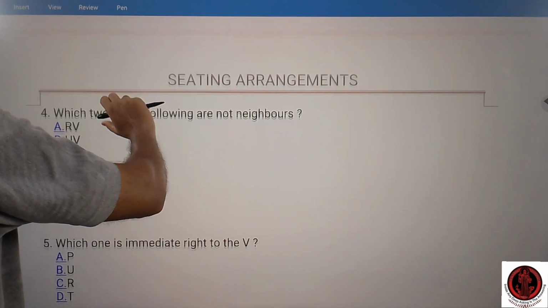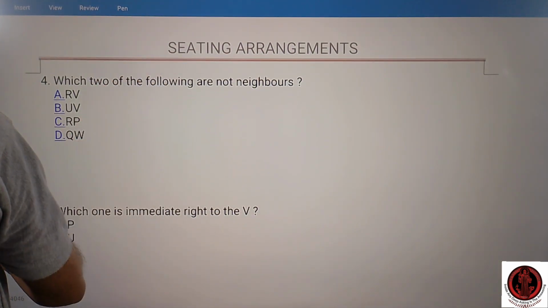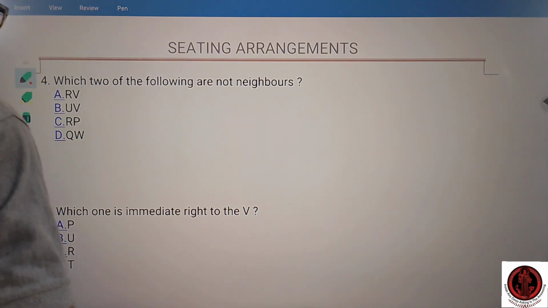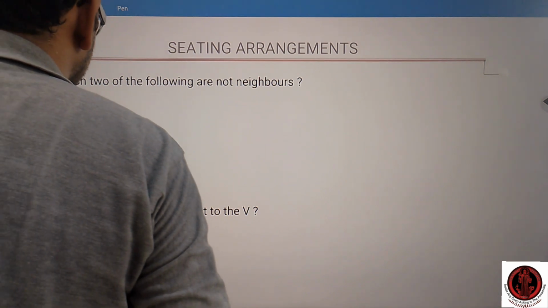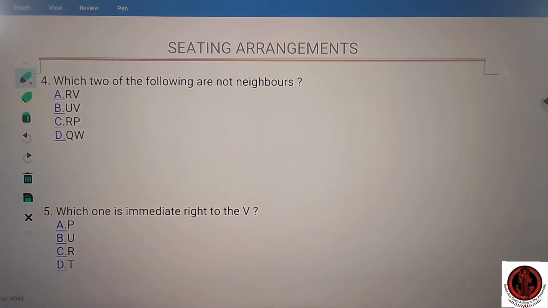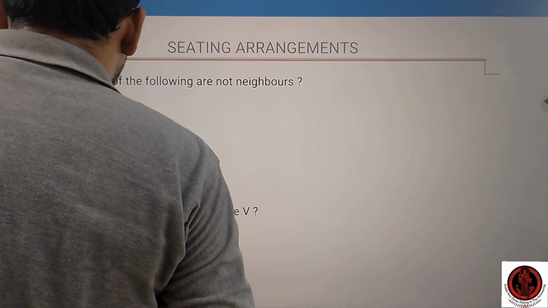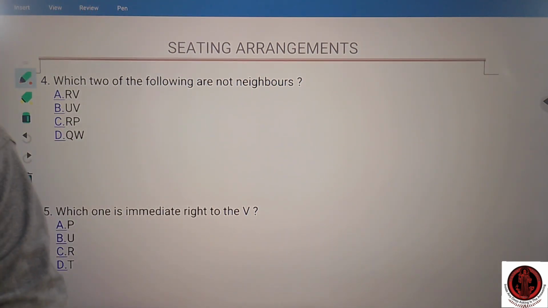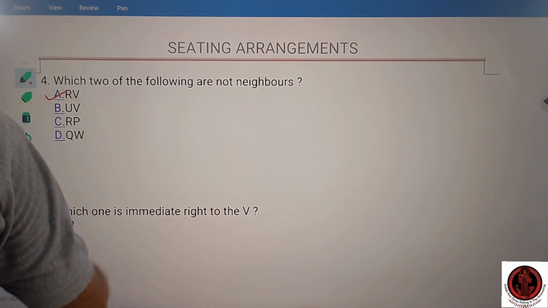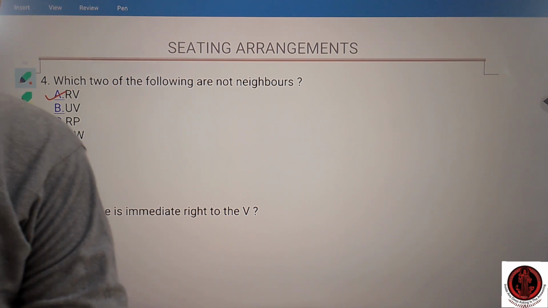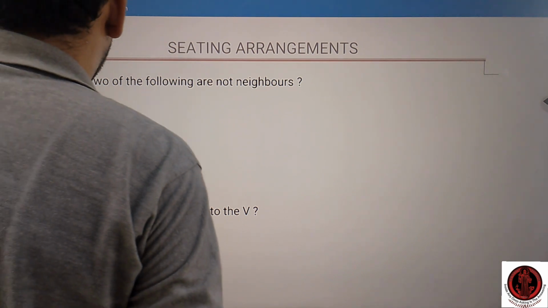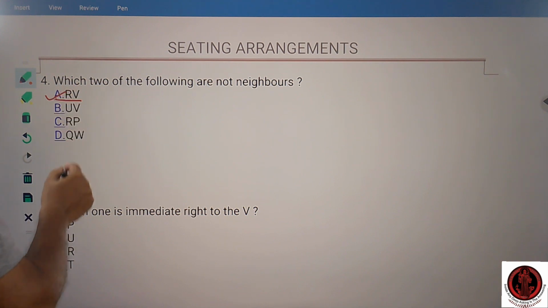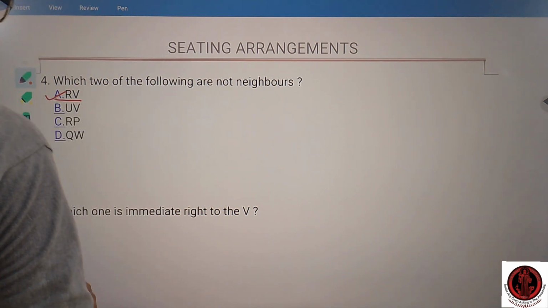Now look at the questions. First question: which two of the following are not neighbors? First one is RV. R and V, they are not neighbors. UV, RP, QW, they are actually neighbors. If you follow the diagram, then you can look at this one. The R and V, they are not neighbors.